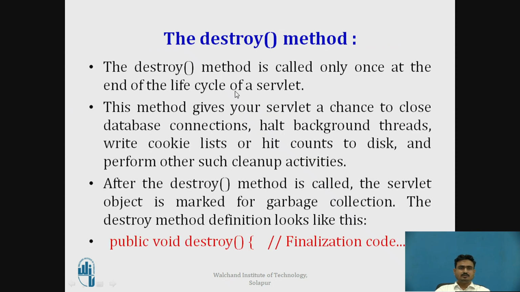This is the destroy method, the final and last method. The destroy method is called only once at the end of the life cycle of the servlet. This method gives the servlet a chance to close database connections, halt background threads, write cookie lists or hit counts, and perform other such cleanup activities. After the destroy method is called, the servlet object is marked for garbage collection. The destroy method definition looks like this: public void destroy, and the finalization code will be written inside it. So this is all about the destroy method.